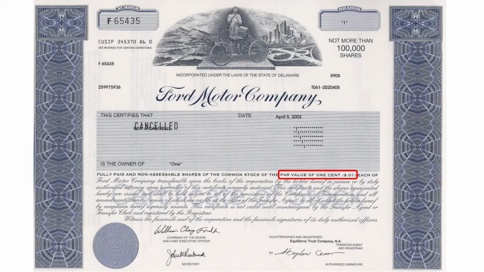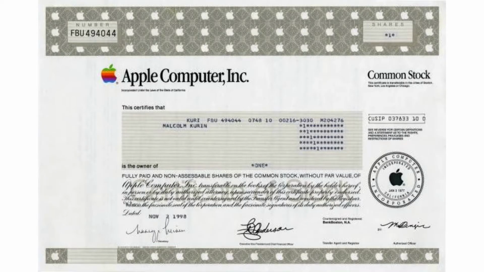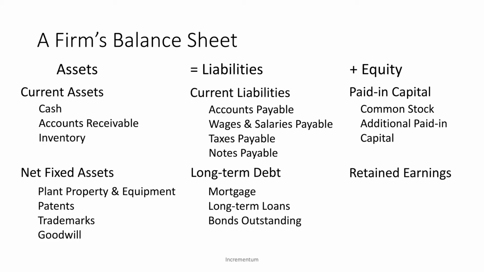Other states don't have this requirement where shareholders are responsible for the firm. So if we look at this Apple Computer stock certificate, we see that it does not have a par value. So in that case, all of the paid-in capital would just go into common stock, which is why the equity account is often broken up into just common stock and retained earnings. The important thing to note here is that you can take that common stock account and the additional paid-in capital amount and add them together, and that tells you what the firm got when they sold the shares.